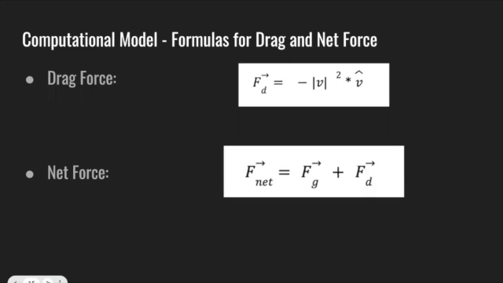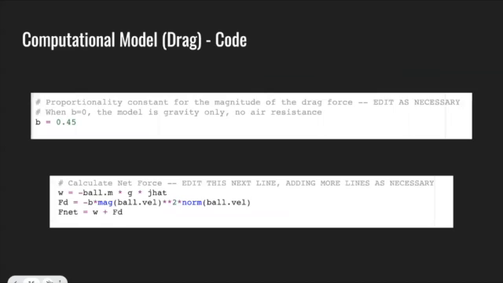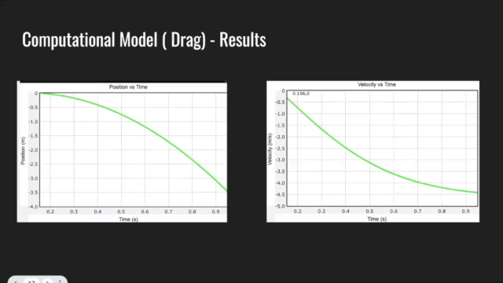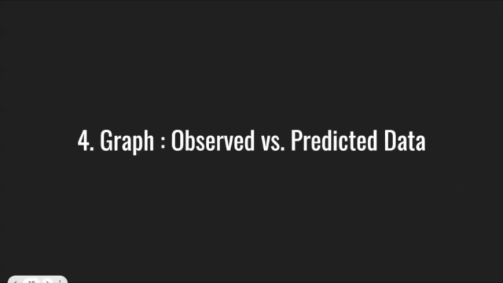To calculate the drag force, I used the following equation, and the net force became the vector sum of gravity and drag. This is the actual code for the drag inclusive model, where b was 0.45, and the net force was its weight plus the drag force, which is this equation. And these are the results for the drag inclusive model.